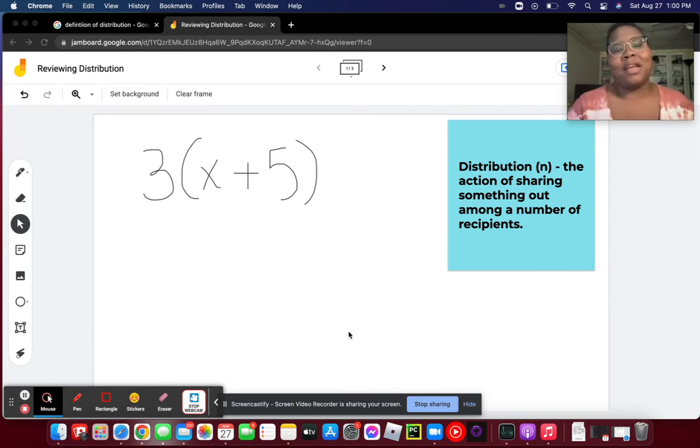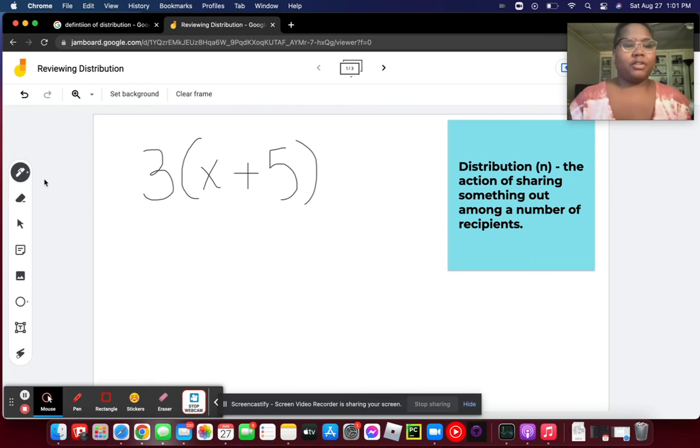Distribution is a topic that comes up in middle school and continues to follow you throughout your mathematical career, through college, so on and so forth. Distribution, as a word, is a noun that means the action of sharing something out among a number of recipients. That definition was pulled from Google. All right, so when you think of distribution, you think of sharing things out.